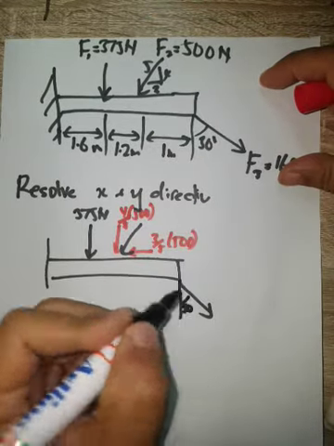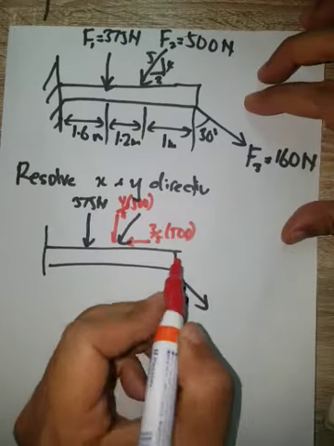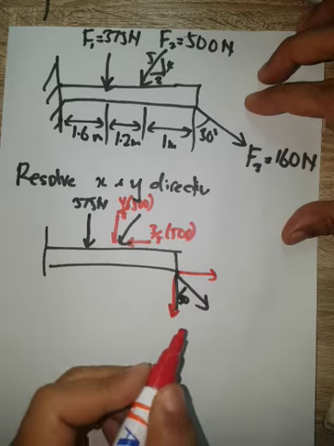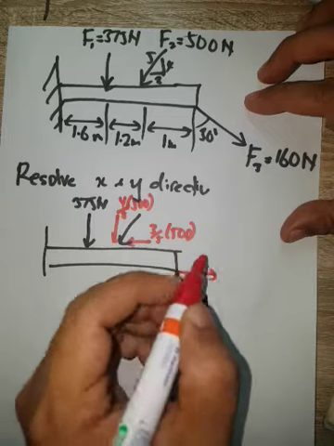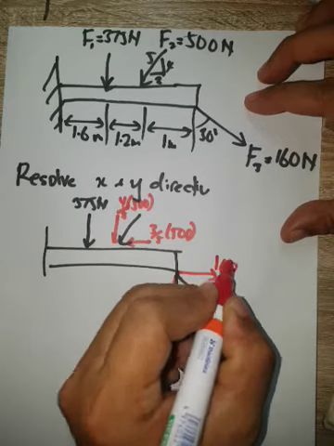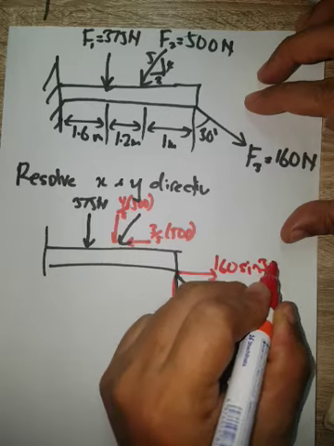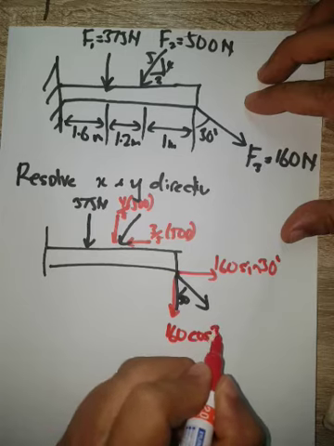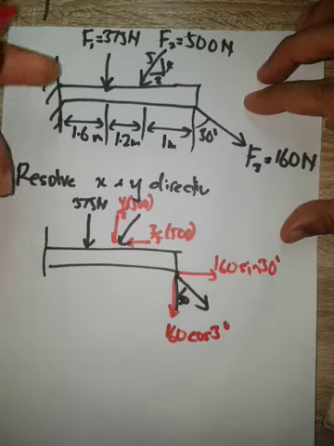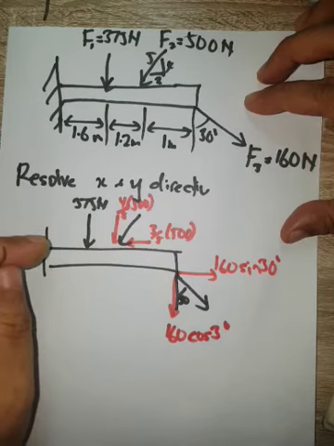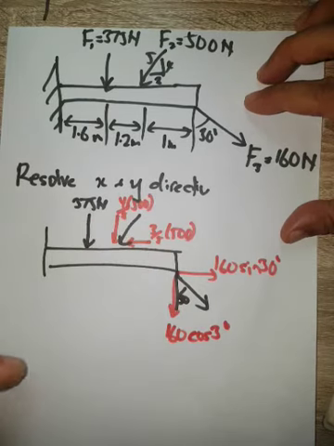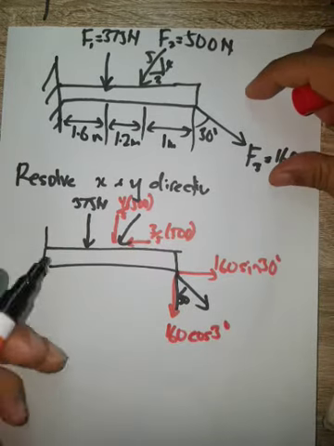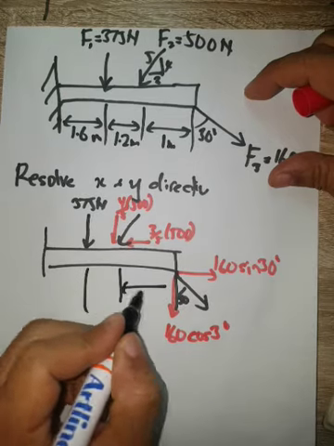Then the third force, at an angle of 30 degrees, we need to define in the X direction and the Y direction. The X component is 160 Newton sine 30 degrees, and the Y component is 160 Newton cosine 30 degrees. So from three forces, we now have 1, 2, 3, 4, 5 forces acting on this beam.